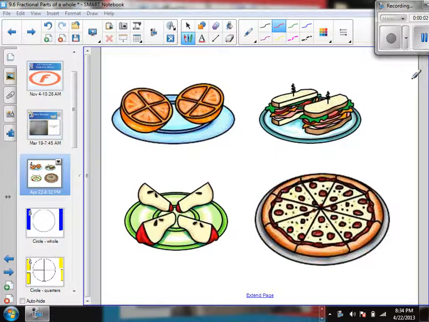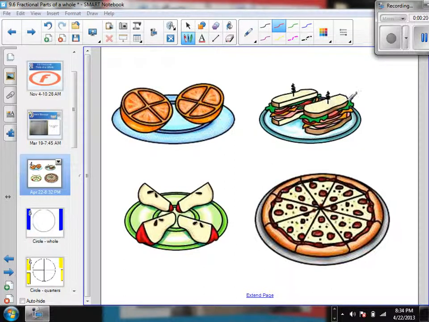In today's math lesson, we're going to continue to talk about fractions. You can see here I've got some different food, and you might not know it, but you actually use fractions probably more than what you think. So you can see here I've got a sandwich, and I've got two pieces.